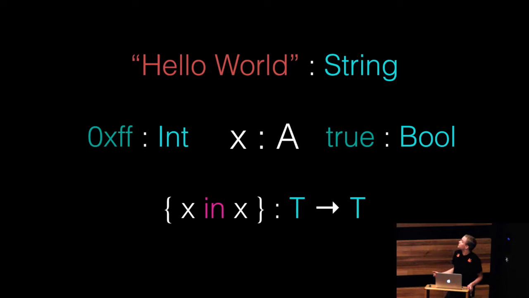So you can see we have some examples here. I'm going to be using this notation, this simple colon notation, to mean "has type", exactly like it means in Swift. So we have strings, integer literals, Boolean literals, closures.